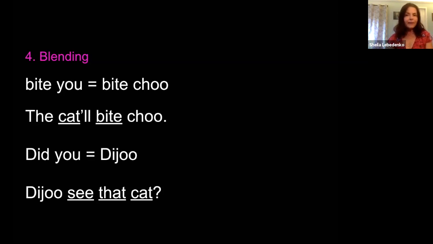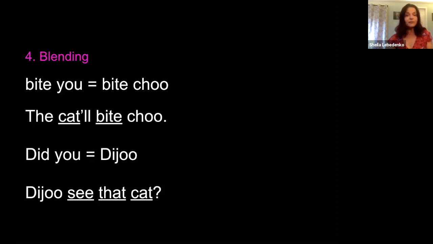Because when you think about it, between a T at the end of bite and a Y at the beginning of you, ta, ya, what is right in between ta and ya? It's a cha, a CH. So we can say T plus Y equals CH, and that can help your rhythm. It can help you get through that transition and get to the next important word, bite you. The cat'll bite you. The cat'll bite you.